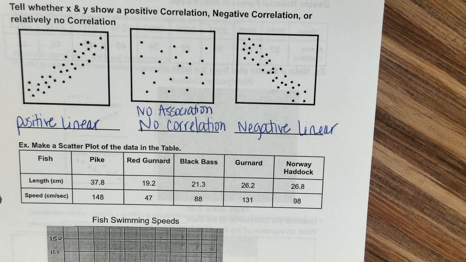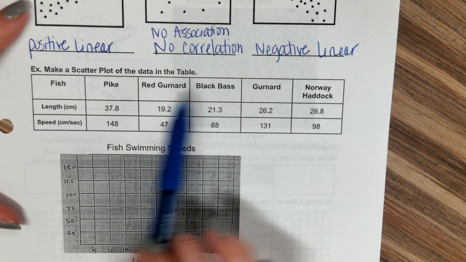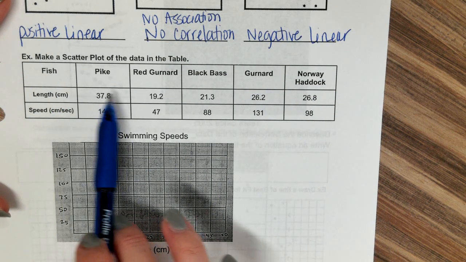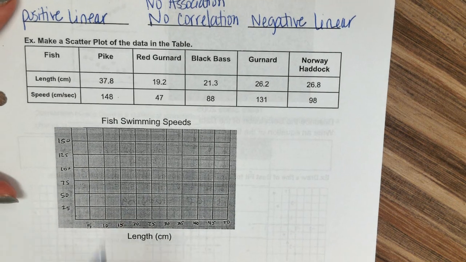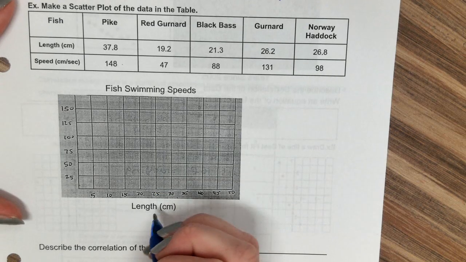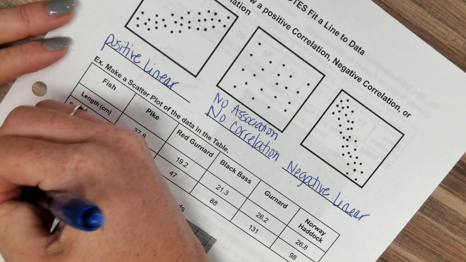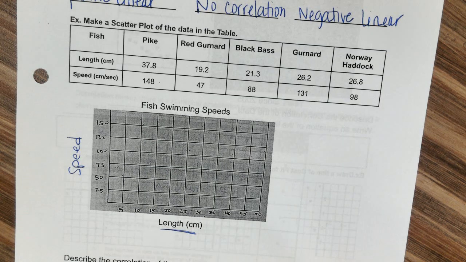The next thing we're going to learn is how to make a scatter plot, and this is the easiest thing ever. You just graph the coordinates, okay? So right here it says make a scatter plot of the data in the table. So we're going to graph the type of fish, the length of their bodies, and how fast they swim. So I would go to the x-axis. What is it labeled? Length. So what should be over here? Speed. And you're basically just going to graph each coordinate.